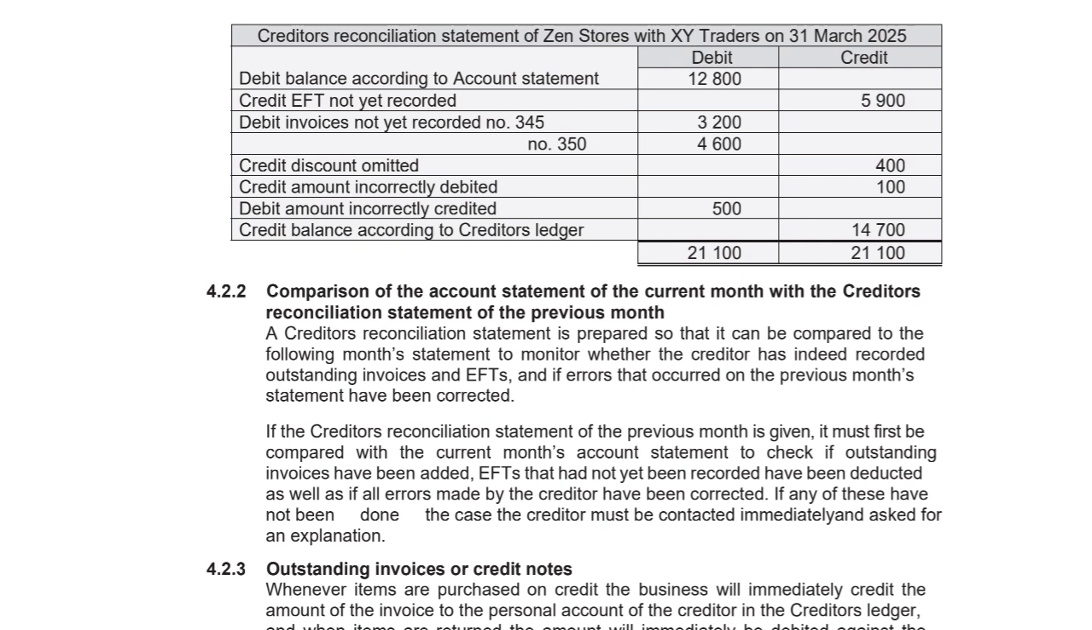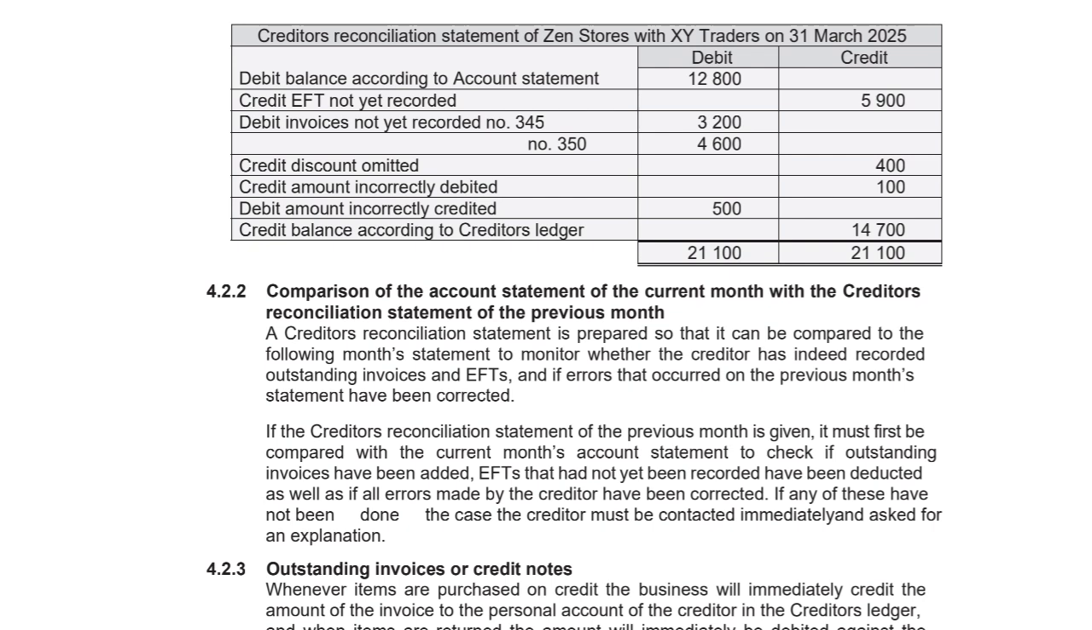4.2.2. Comparison of the account statement of the current month with the creditor's reconciliation statement of the previous month. A creditor's reconciliation statement is prepared so that it can be compared to the following month's statement to monitor whether the creditor has indeed recorded outstanding invoices and EFTs, and if errors that occurred on the previous month's statement have been corrected.